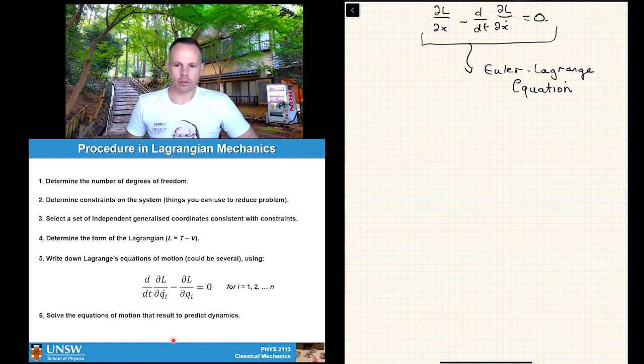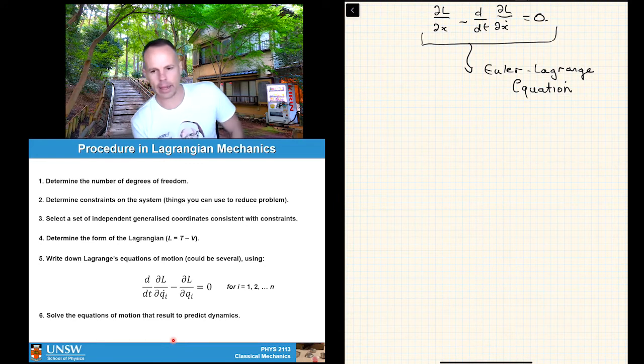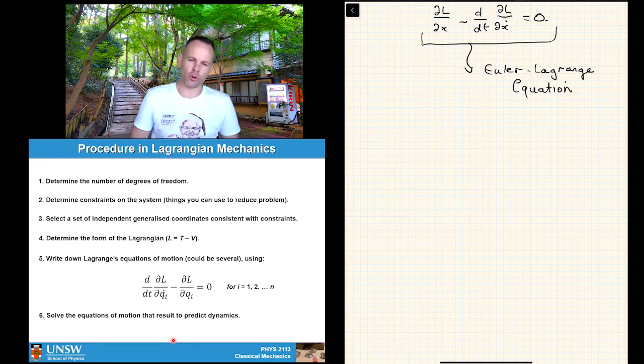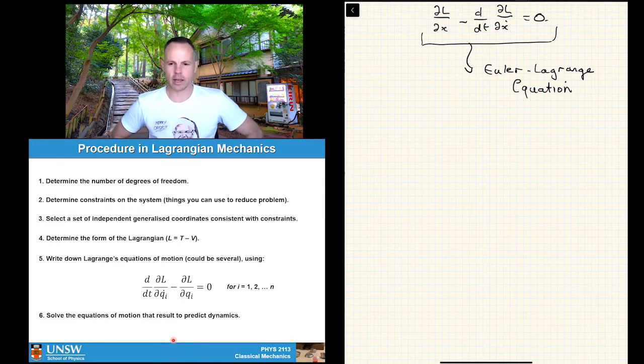What we have here is a really powerful technique, and when we get to some harder problems, you'll possibly remember having done them in first year, things like Atwood's machine. If I think back to my first year courses and doing Atwood's machine, it just gives me nightmares of all the pain that we used to go through with normal forces and all sorts of things to try and tease out this problem. Lagrangian mechanics really shows its power there because it just makes all the pain go away.